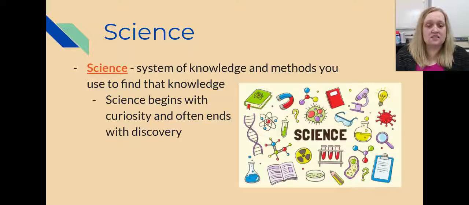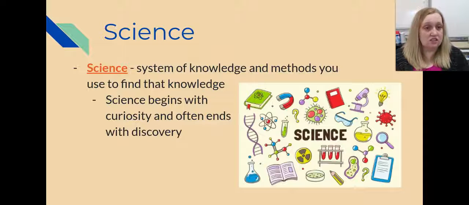So science is a system of knowledge and methods you use to find that knowledge. Science begins with curiosity and often ends with discovery. Curiosity is wondering how something works. So that's how science usually works. Someone develops a question and they experiment on it to find out answers about that topic.